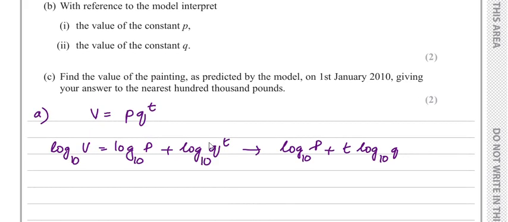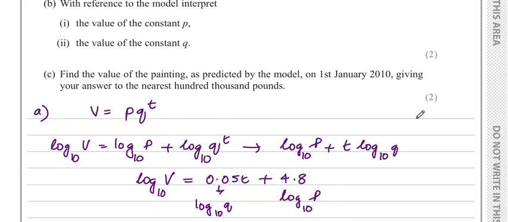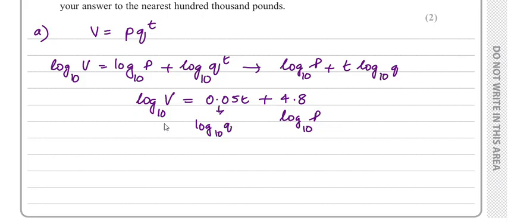Now compare this with the equation given in the question. The equation given in the question is log V to the base 10 is equal to 0.05 T plus 4.8. Comparing, we now know 4.8 is equal to log P to the base 10. 0.05 is the gradient, which is the coefficient of T. So that is equal to log Q to the base 10. And log V to the base 10 remains there on the y-axis. That's not a problem. So this is enough information for us just to find the value of P and Q.